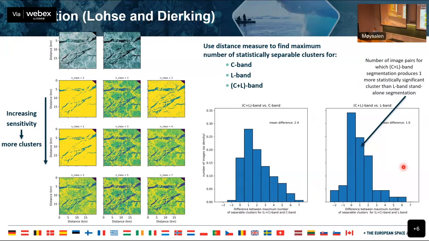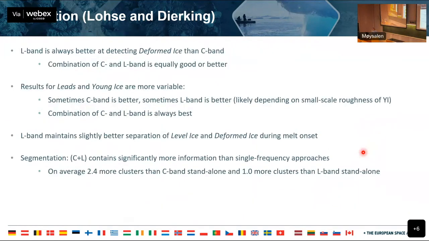If you use the L band and compare it with the combination, you often add a little bit of information, but you don't add as much when you have the L band to start with. So the conclusion in this work was that L band is always better at detecting the deformed ice than C band, but the combination is often equally good or better.